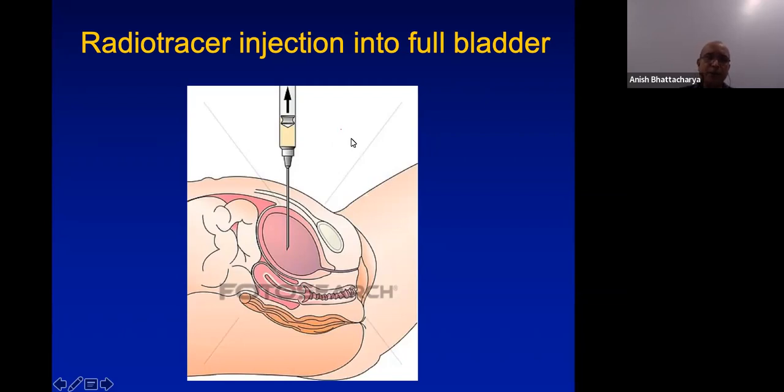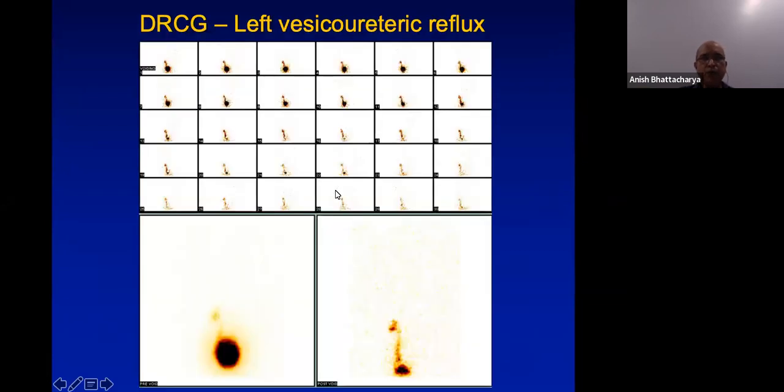approximately 1 millicurie only. So you just puncture the bladder through the anterior abdominal wall, withdraw, see that there is urine coming into the syringe, and then you inject it back into the full bladder, after which you position the patient in front of the gamma camera, back to the camera, and ask them to void into a container. So this is how a DRCG study looks like.